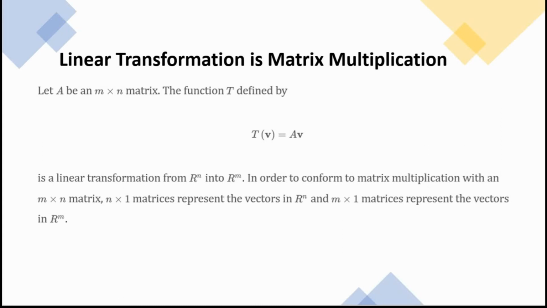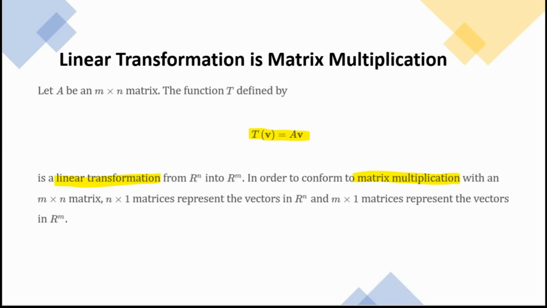But anyway, let A be an m by n matrix, the function T defined by T of v is equal to A times x. That's the key right there, folks: this linear transformation is no more than matrix multiplication. That's all they're saying. So these transformations, when you're mapping vectors from one space to another, use a matrix multiplication to get you from the domain over to the image, or the codomain.